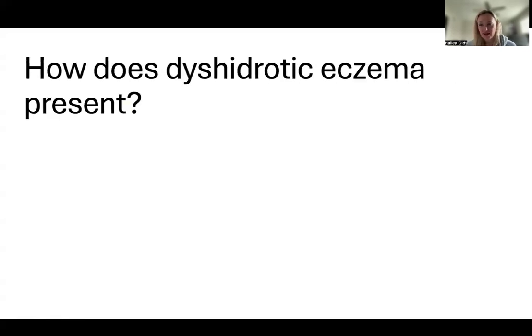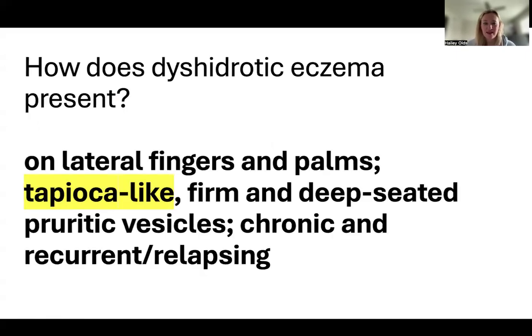How does dyshidrotic eczema typically present? So I think one of the main things is that it's super, super itchy, and you get little deep vesicles on the sides of the fingers and on the palms, and it can happen on the feet as well. And it's chronic and it comes and goes.